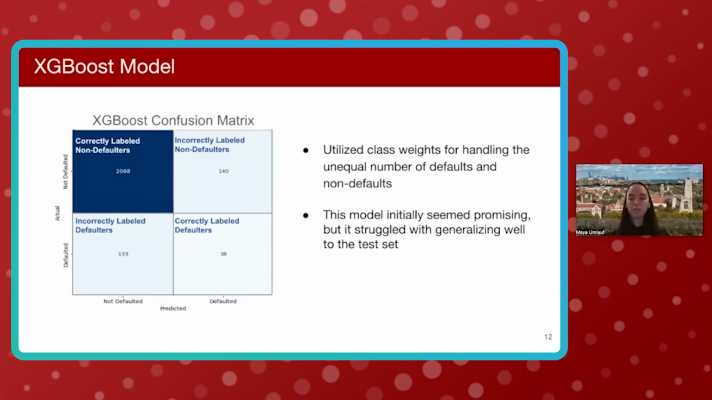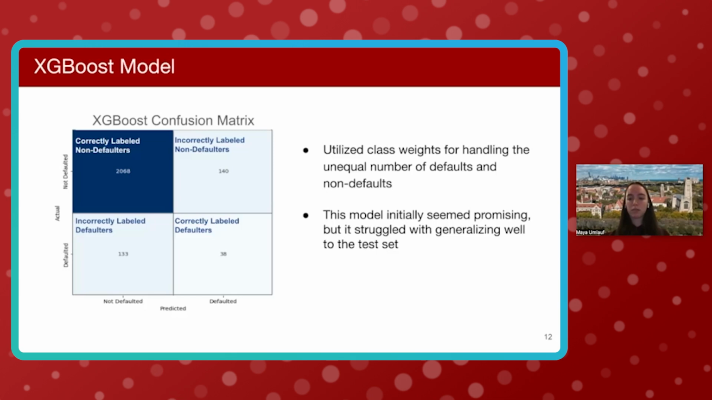XGBoost famously works well for classification problems, so we considered this model next. XGBoost is an ensemble learning method which utilizes gradient boosting decision trees, and our initial XGBoost models seemed promising. However, if the decision trees become too deep, or if there are a large number of trees, this quickly causes the model to perform much more poorly on the test data as opposed to the training data.